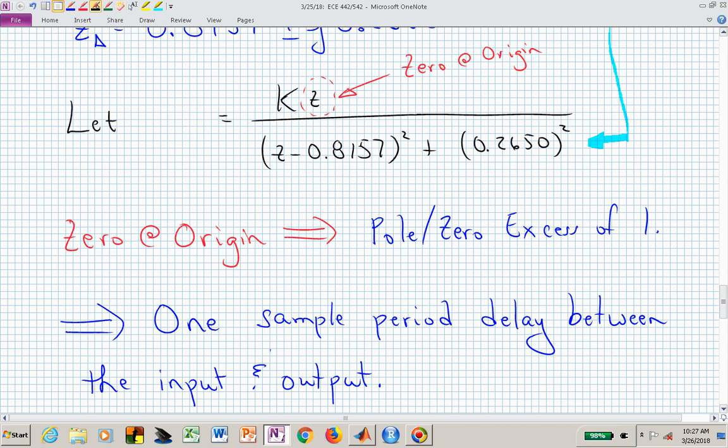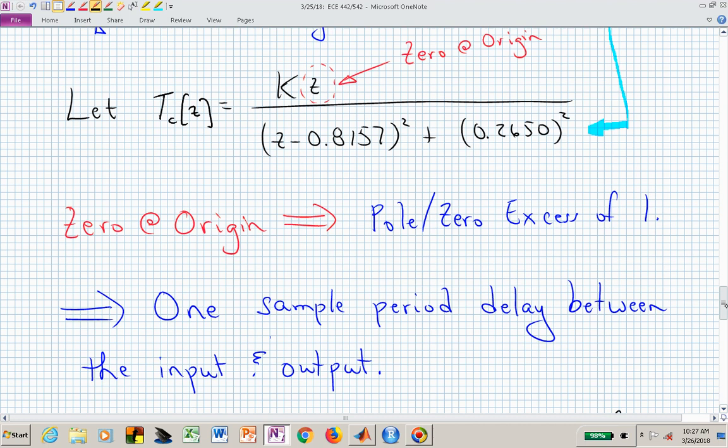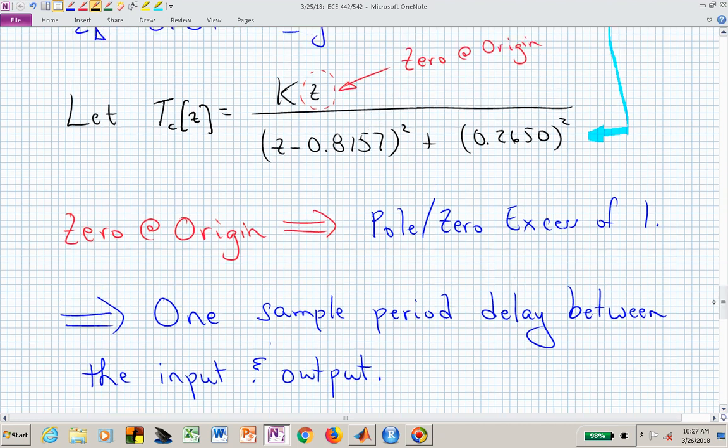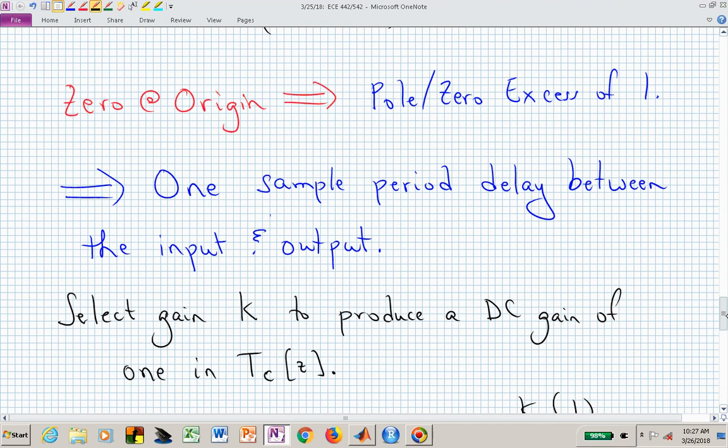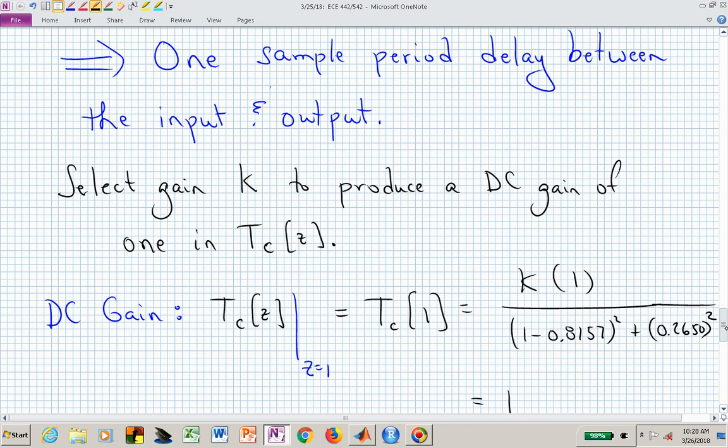So let me go ahead and say that this is now T sub c of z equaling kz over the desired denominator polynomial that has roots at 0.8157 plus and minus j 0.265. The only remaining unknown in that desired transfer function is this variable gain k, and let's go ahead and select the gain k to produce a DC gain of 1 in this desired transfer function T sub c of z.